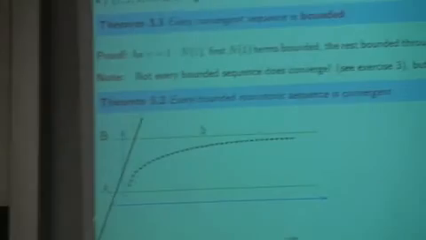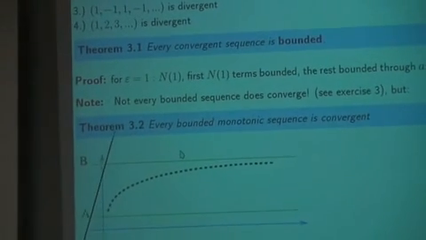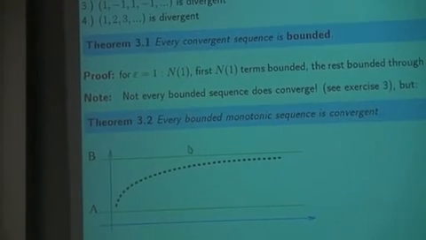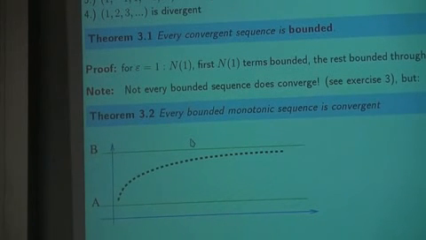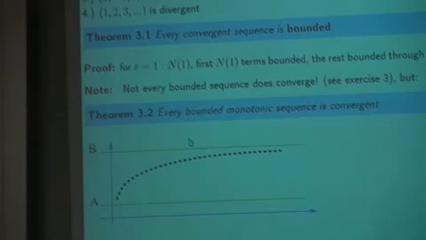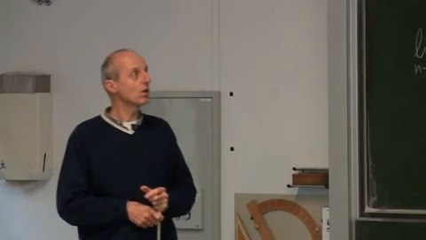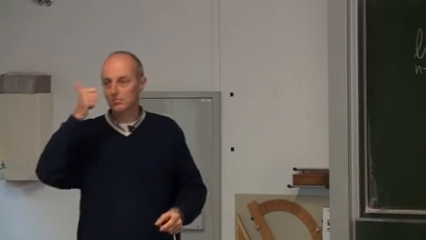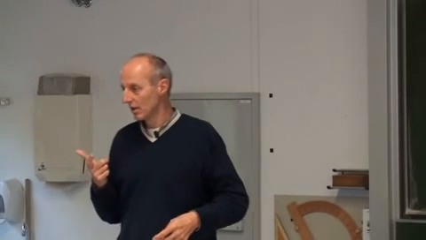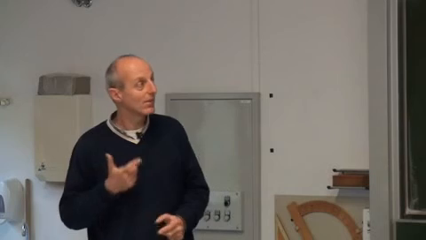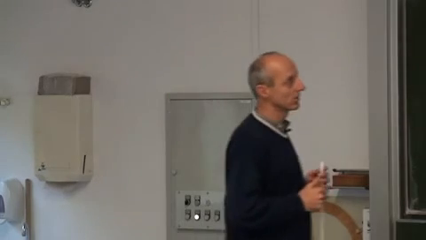Now, for practical purposes, this theorem is even more interesting because it says every bounded monotonic sequence is convergent. This is really interesting in practice. In many cases, you can apply this theorem to prove that a sequence converges. What do you need to know? You need to know that it is bounded and that it is monotonic. And this implies that the sequence is convergent.